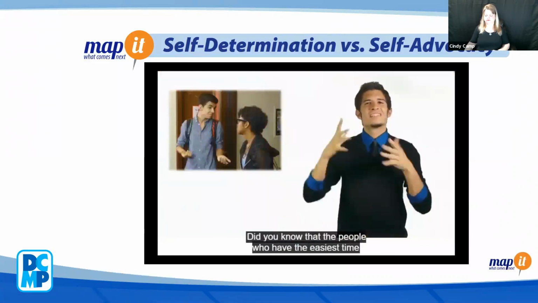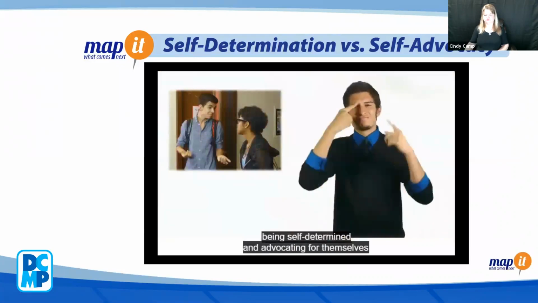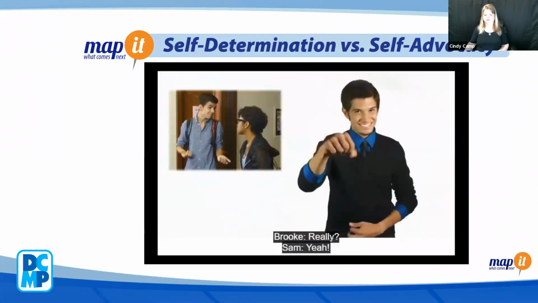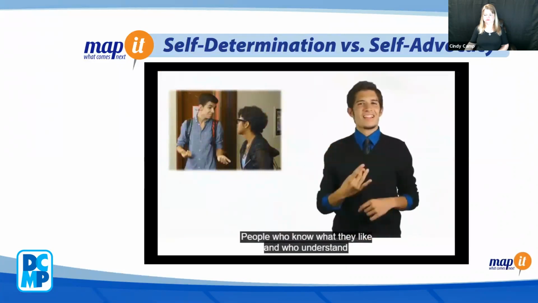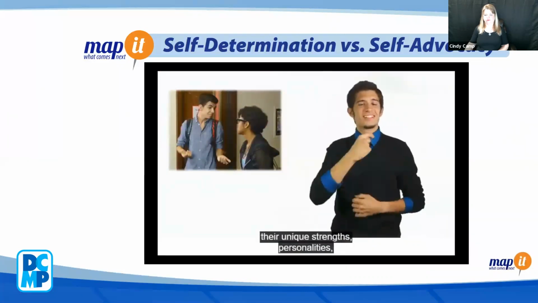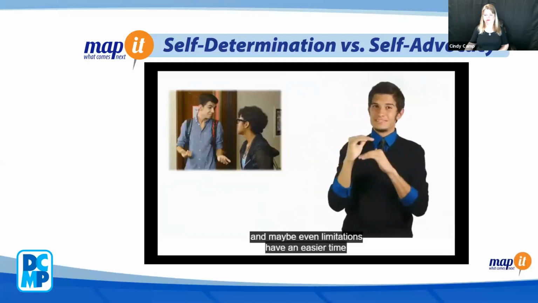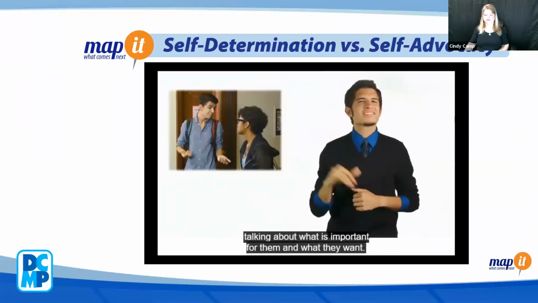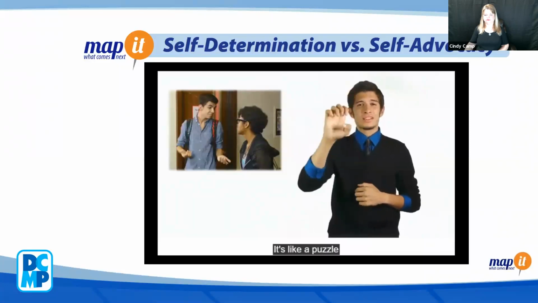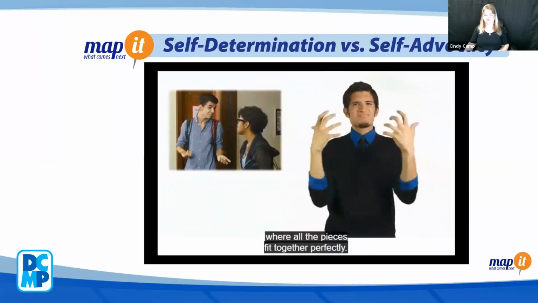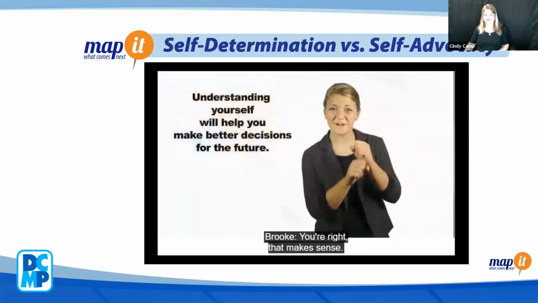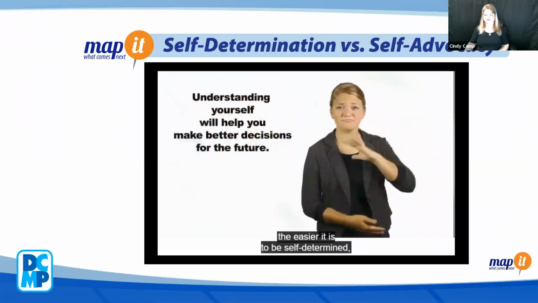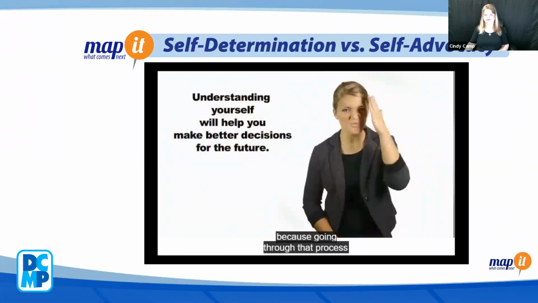Did you know that the people who have the easiest time being self-determined and advocating for themselves are those that know themselves the best? Really? Yeah. People who know what they like and who understand their unique strengths, personalities, and maybe even limitations have an easier time talking about what is important for them and what they want. It's like a puzzle where all the pieces fit together perfectly. You're right. That makes sense. The more you learn about yourself, the easier it is to be self-determined. Because going through that process helps you know yourself better.